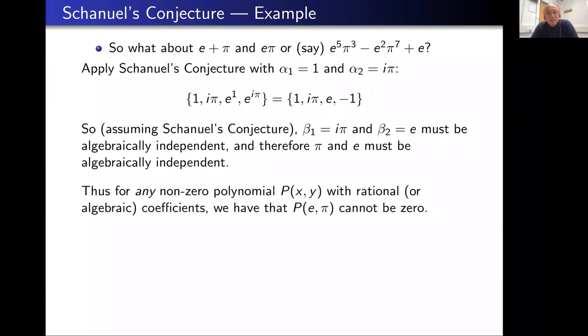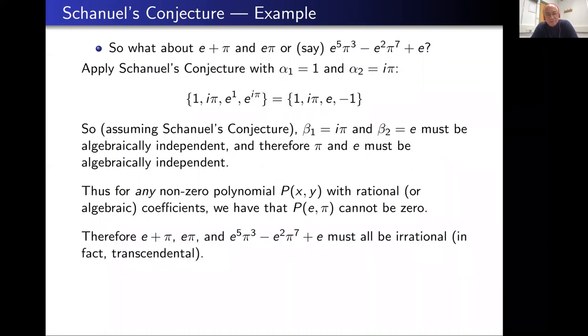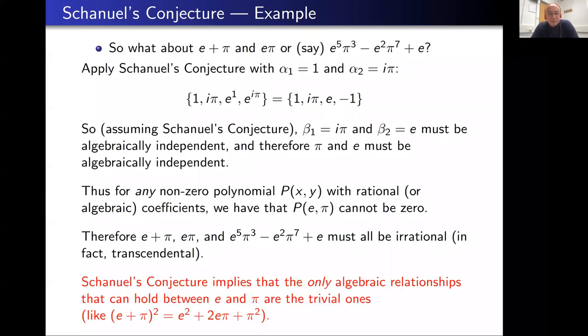Thus, for any non-zero polynomial with rational algebraic coefficients, we should have that p of the pair e, pi cannot be zero. In particular, those examples must all be irrational, assuming this conjecture. So in particular, Schanuel's conjecture implies that there are no algebraic relationships. Hey, you can write something like that, but that's not an algebraic relationship.